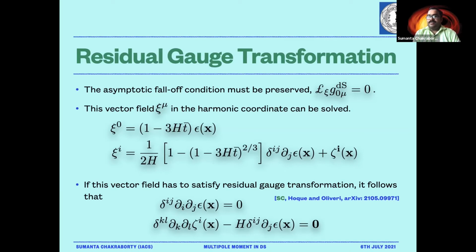But this is just one condition. It also must satisfy the residual gauge transformation. That means it must keep the harmonic gauge condition intact. Then you get additional conditions on this vector field xi, which gives equations for epsilon. So epsilon, for example, satisfies Laplace's equation: the flat space grad square on epsilon should be 0. On the other hand, zeta also has a Laplacian, but there is an additional parameter which depends on the Hubble constant of the theory. So these two equations must be solved, and only then we can get the corresponding symmetry vector fields associated with de Sitter.